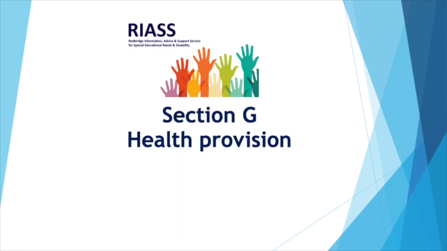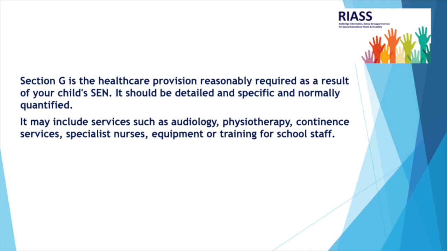Section G, Health Provision. Section G is the healthcare provision required as a result of your child's special education need. It should be detailed and specific and should normally quantify. It may include therapies such as audiology, physiotherapy, continence services, specialised nurses, equipment, or training for school staff.